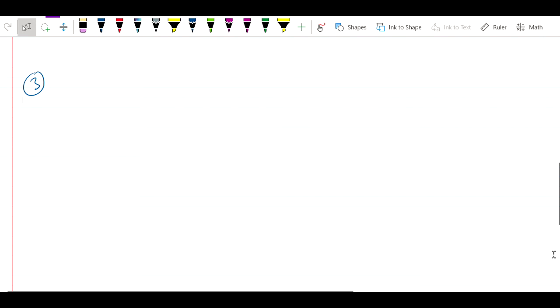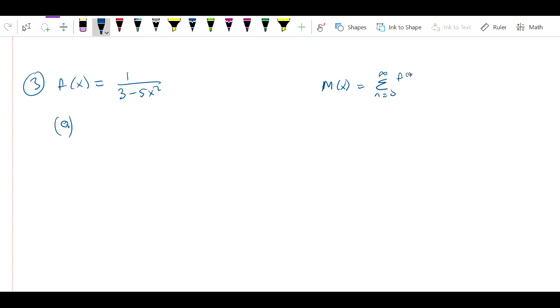So for number 3, we have f of x is equal to 1 over 3 minus 5x squared. The first question is to find the Maclaurin series. Now, let me point out mistake number 1 that people make. They say, oh, I just saw this lecture on Maclaurin series and I see that the Maclaurin series is defined this way, and they say, let me try to use that formula. That would be a complete mistake here.